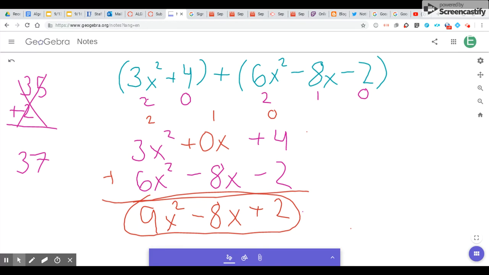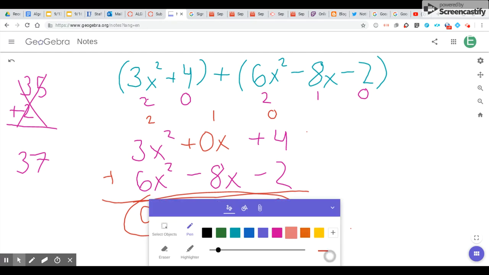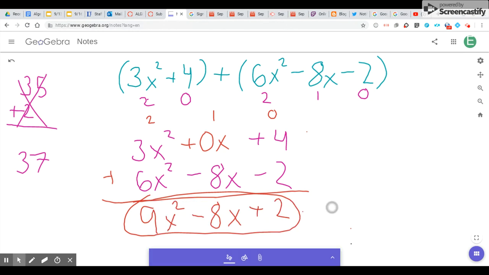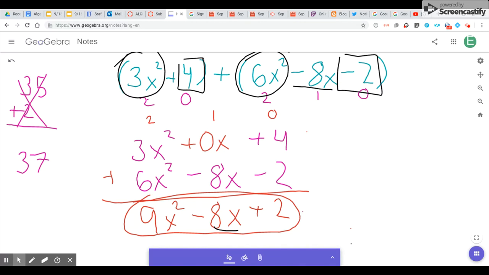So some people are not going to write it out like this. I'm going to have other students that are going to go through, and they're going to use skills that they learned in middle school here to say, okay, I have a 3x squared and I have a 6x squared. I'm going to add those together to get 9x squared. I have a negative 8x, but I don't have anything else with an x. So I know I'm just going to rewrite negative 8x. And then I have a 4 and a negative 2, so I can add those together to get positive 2. You get the same answer that way, and those are two ways to think about how to solve this problem.